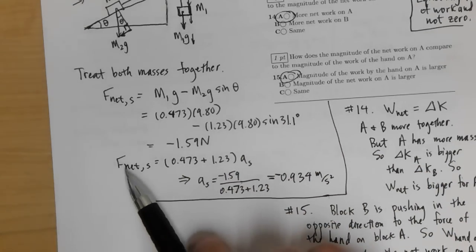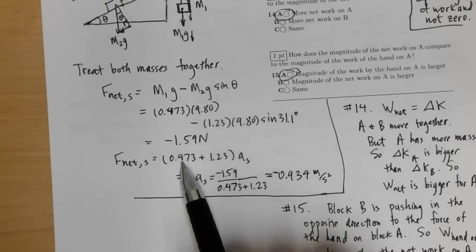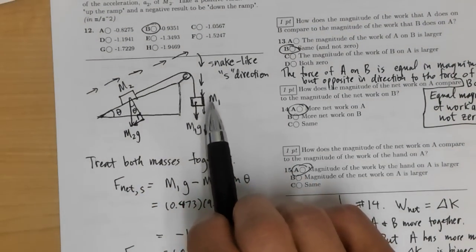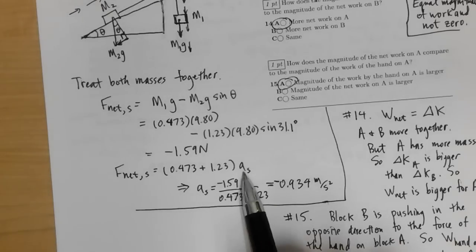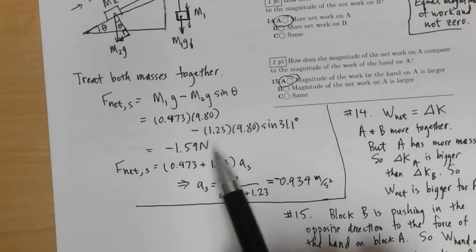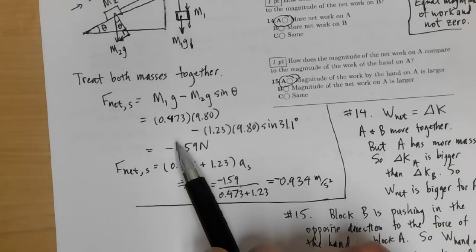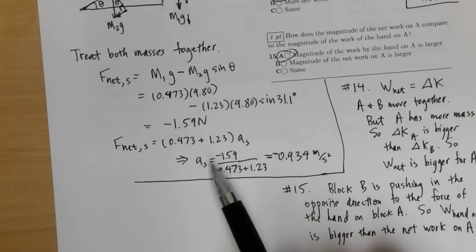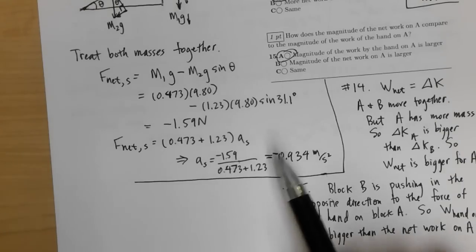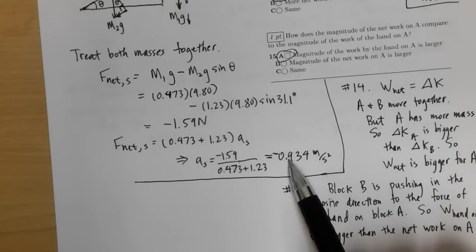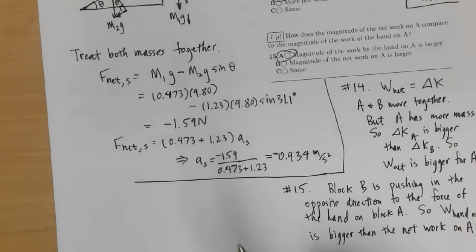Now, we also have that the net force in the s direction is the sum of the masses, because we consider the masses together as one unit, times acceleration in the s direction. So this must be equal to minus 1.59. So a_s is minus 1.59 divided by 0.473 plus 1.23, and that comes out to negative 0.934 meters per second squared.